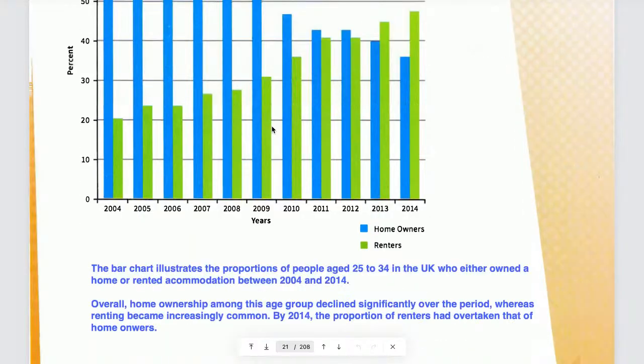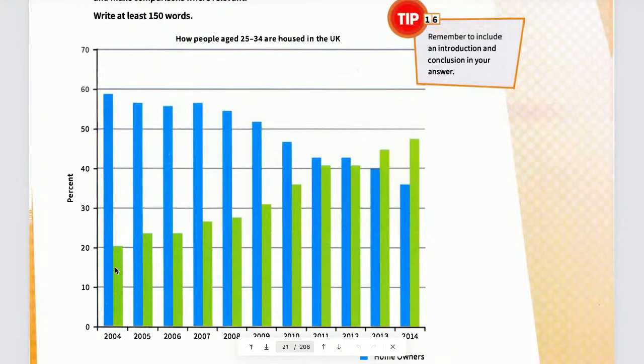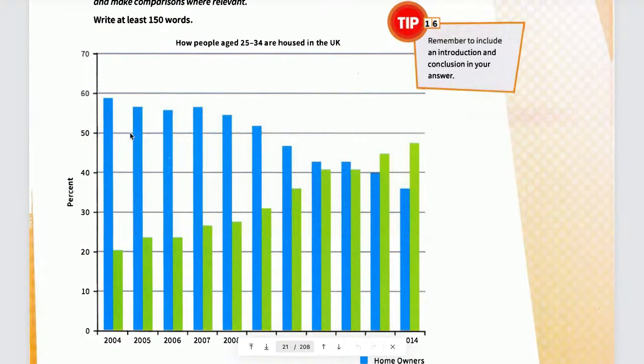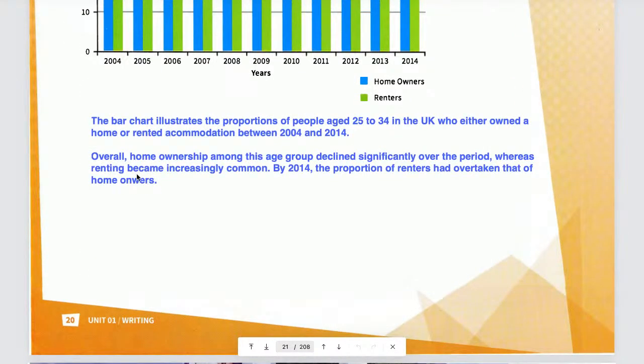For example, in the overview, should I write that in 2004, almost 60% of people in the UK own a house? Should I write something like that? No, we should not, right? That is for the body. It's not for the overview. In the overview, you just mention something very general. Okay? Like that.